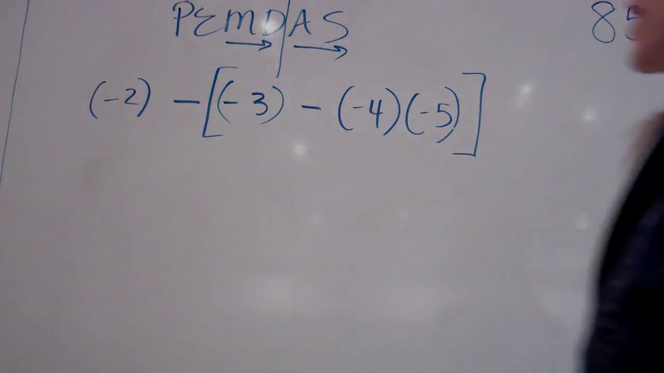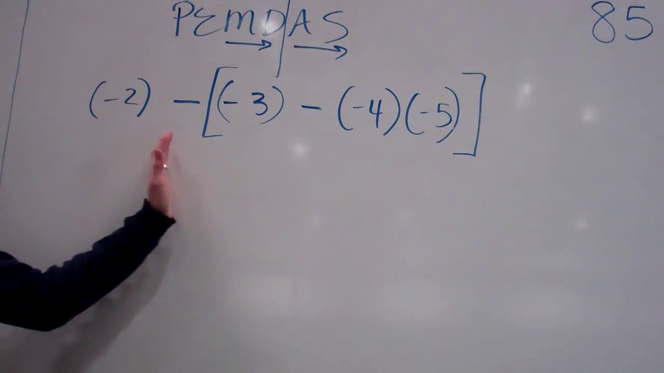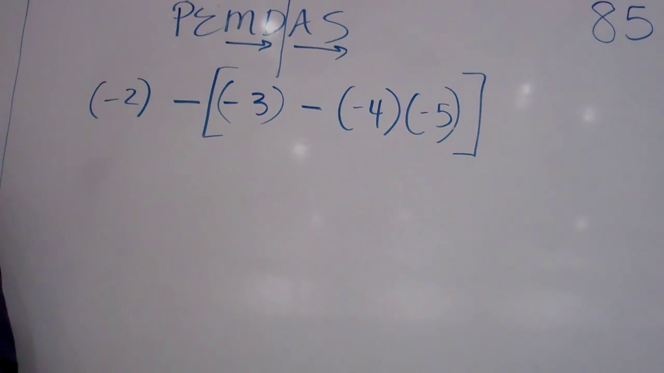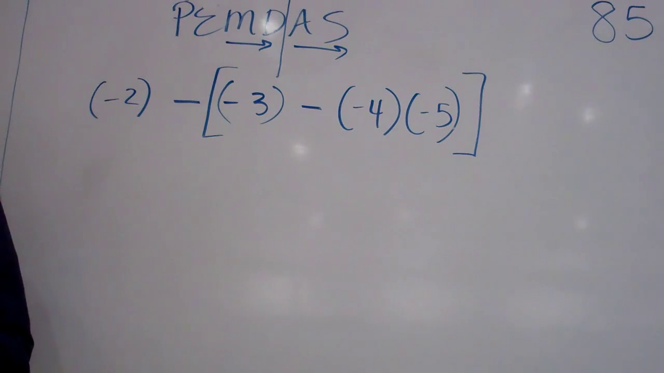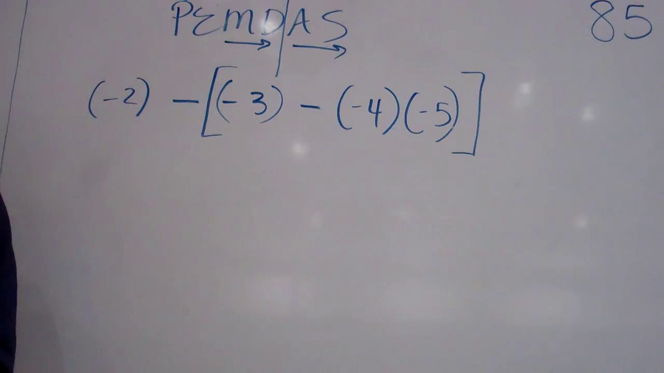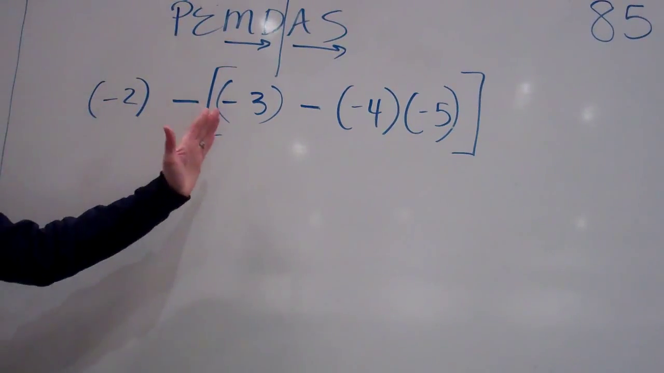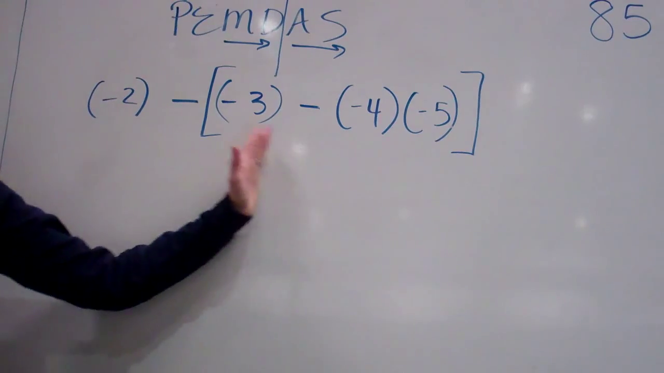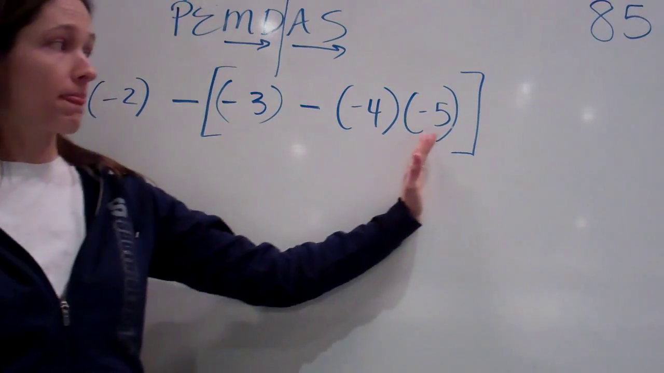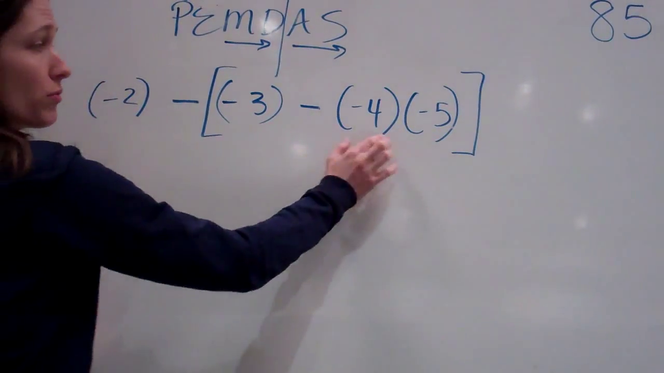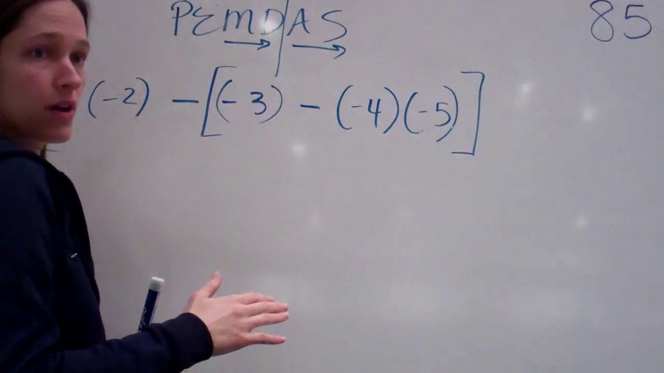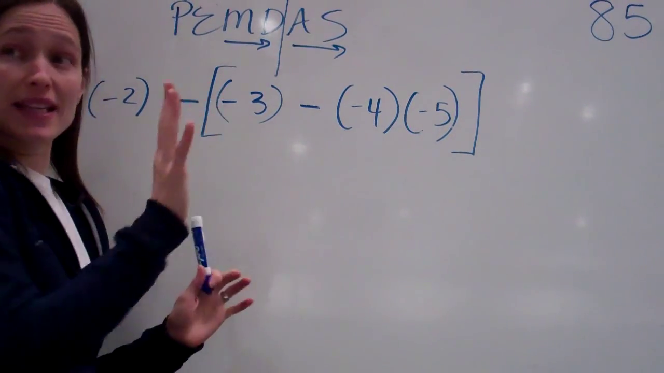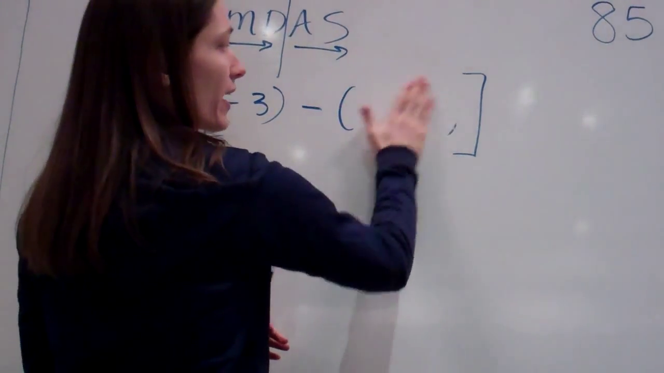Okay, so let's do this one together. Is everybody ready to try this one together? I don't know what you got, but you should have gotten positive 21. Whoa. If you didn't, really pay attention. According to PEMDAS, what would I do first here, because it's within my bracket? The multiply. I'm going to multiply first. So what is my -4 times my -5? Positive 20. Does everybody get that?